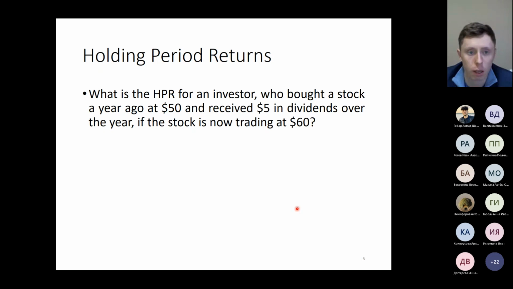Simple, brief example on this formula. What is the holding period return for an investor who bought a stock a year ago at $50 and received $5 in dividends over the year if the stock is now trading at $60?